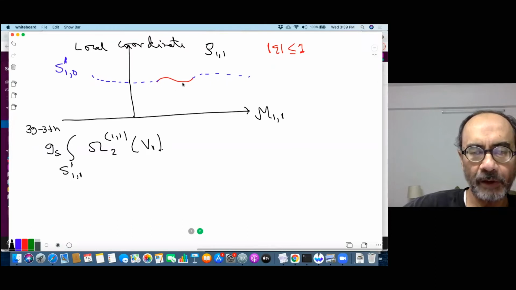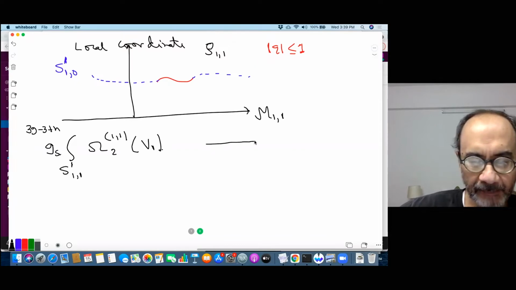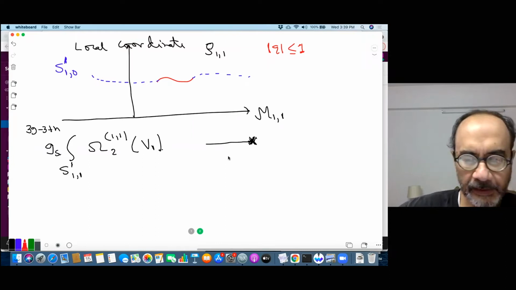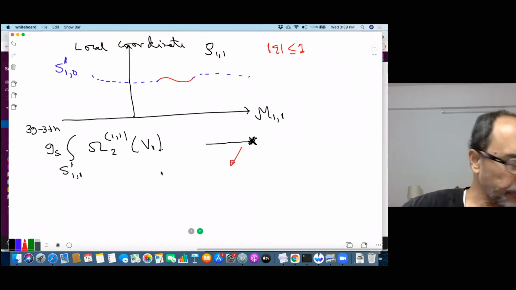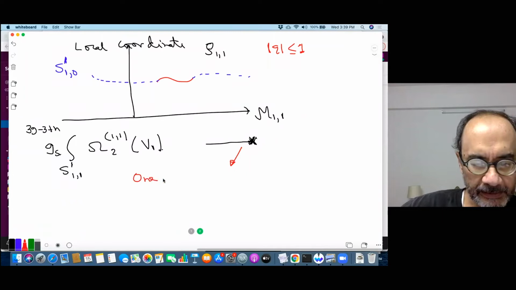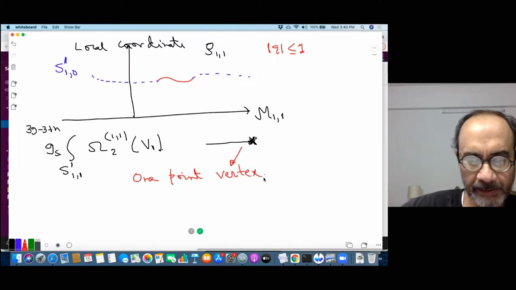This one we already know how to do by plumbing fixture. So now you have to interpret this in terms of a Feynman diagram. And the Feynman diagram that we'll be using to represent this is this. It's as if it's an explicit one-point function that you have added to the action. So one loop, one-point vertex. This one you can think of as a one-point vertex, but it's at one loop.